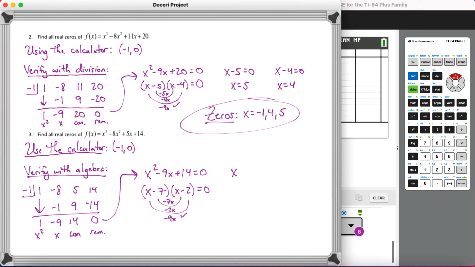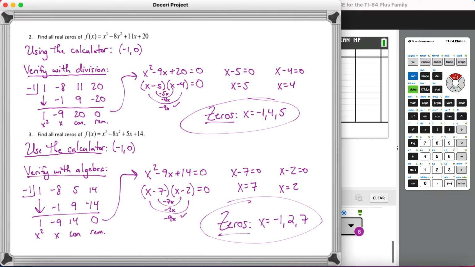And then we take each of the factors and set them equal to 0. So if I take the x minus 7, that would mean x is 7. If I take the x minus 2, that means x equals 2. Once I've factored, again, I've got my answers. I just need to write it out. So I'm going to list my zeros. We have the -1 that we started with from the calculator, and the 2 and the 7 we just got from factoring. And those 3 would be my solutions to this particular problem.